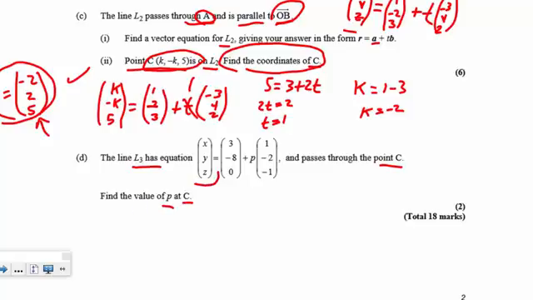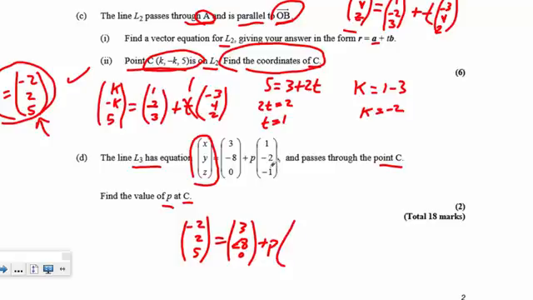So this x, y, z right here is now going to be my -2, 2, and 5. That's going to be point C. So I'm going to say -2, 2, and 5 equals 3, -8, 0, that's some point on the line L3, plus P times 1, -2, -1.